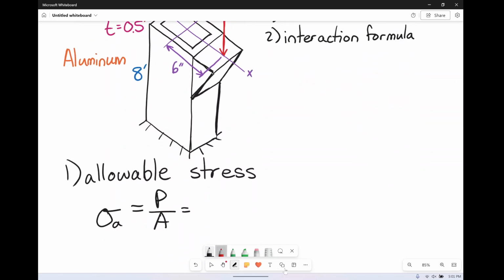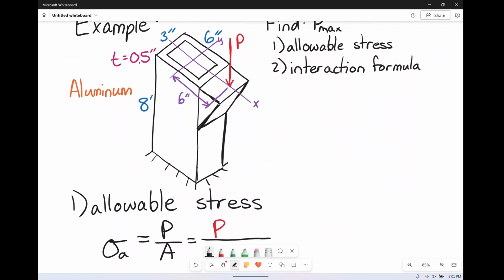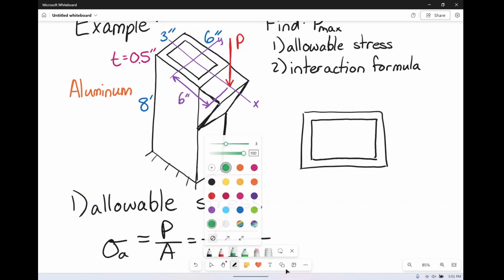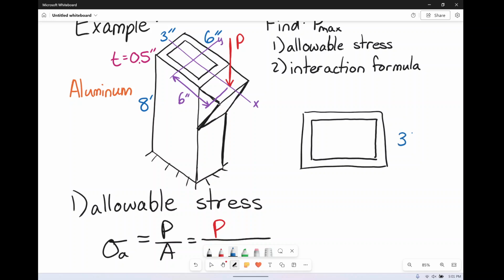So P, don't know him, just big old dude here in red, very unsure. And area. What is the area of my member? Again, if we just draw this out a little bit clearer, it's 3 tall and 6 wide, and then we have an inside shell as well. So if we're going to find area, we need to remove the inside piece. So it's 3 tall and it's 6 wide.